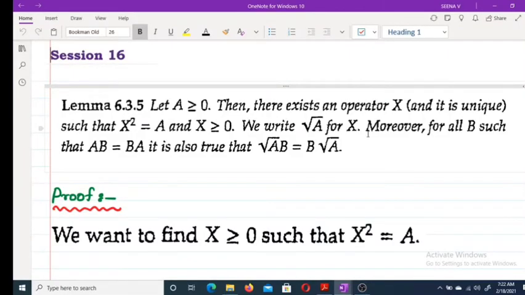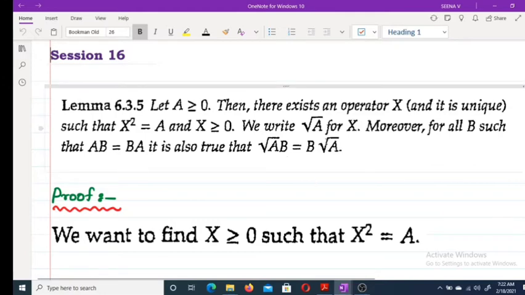Today we are going to discuss one lemma, 6.3.5. Last class we discussed 6.3.3, and now we have to discuss 6.3.2, and for proving 6.3.3 and 6.3.4 we need this lemma.